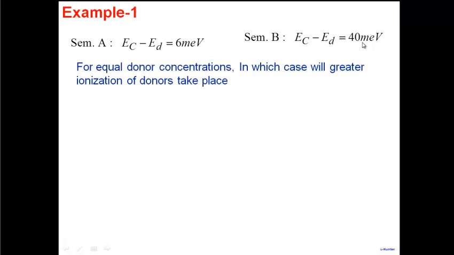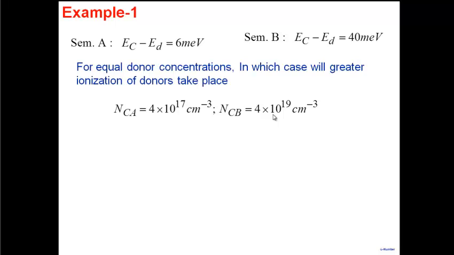No? That's the important point. The first thing you should say is, I can't answer. See, if you don't know enough about this, you will say, okay, 6 milli-electron volt is very close to the conduction band, it will ionize. That's not true, right? It depends not only on ED, but it depends on NC. So you should ask, give me NC values also. All right, so I'll give you NC values here. NCA is 4 times 10 to the 17. NCB is 4 times 10 to the 19.